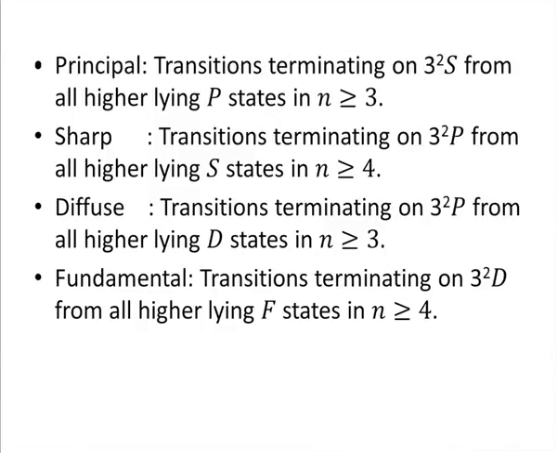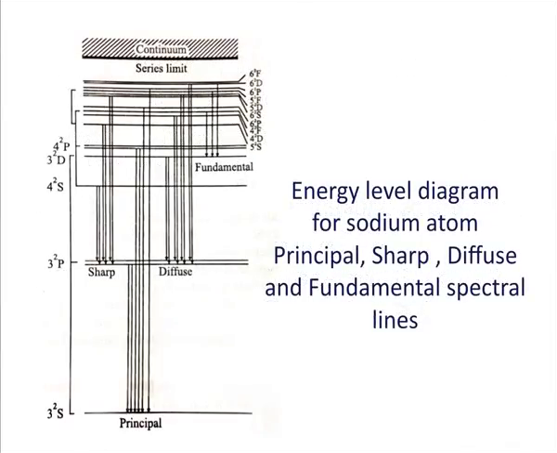Principal: transitions terminating on 3s from all higher lying p states with n more than 3. Sharp: these are the transitions terminating on 3p from all higher lying s states with n more than 3. Similarly, diffuse and fundamental are various transitions. Here you see on the slide energy level diagram for sodium atom, principal, sharp, diffuse and fundamental spectral lines.